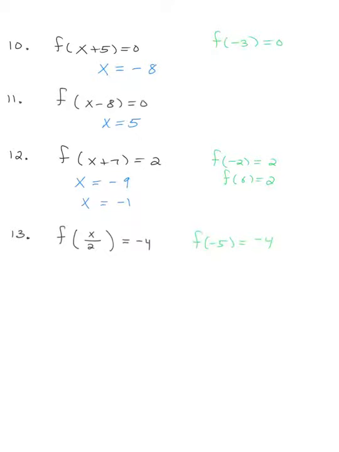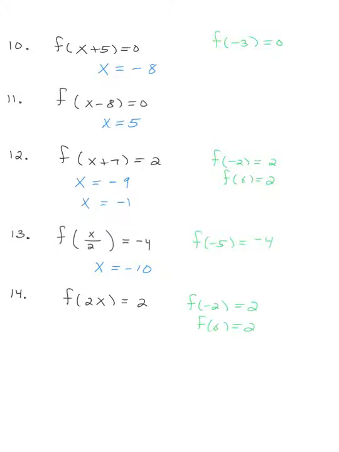For question 13, I see we have division by 2, and what that will mean for us is we're actually going to multiply this number by 2 instead of divide. The answer to this equation is going to be x is equal to -10. The reason is, if you put -10 right here and divide it by 2, it gives you -5.